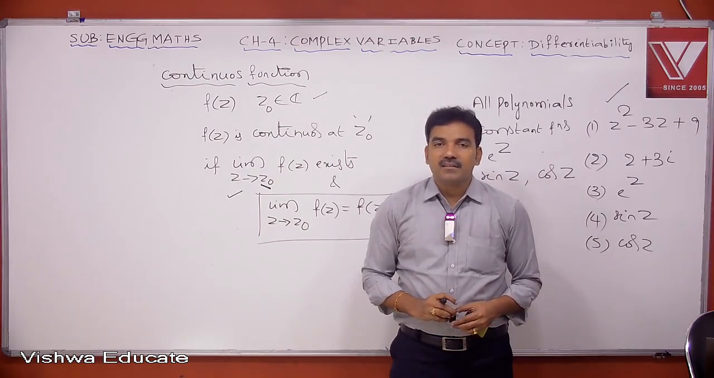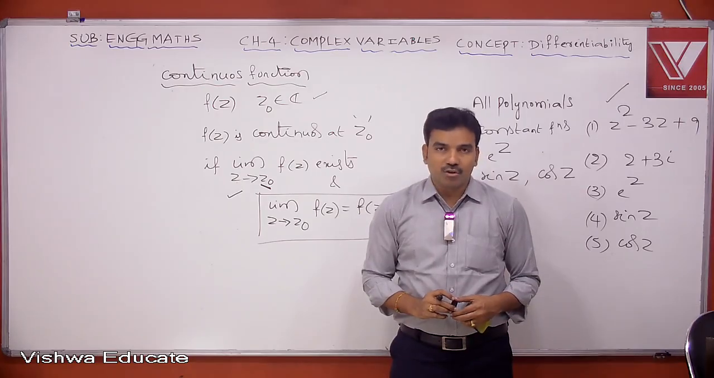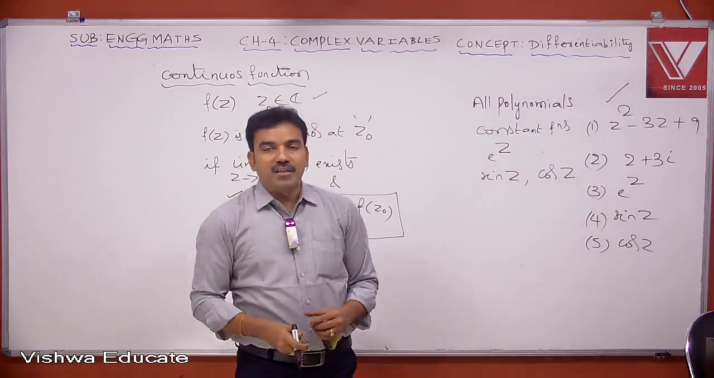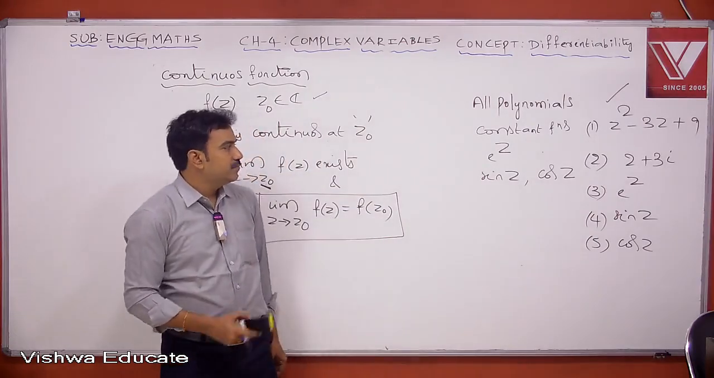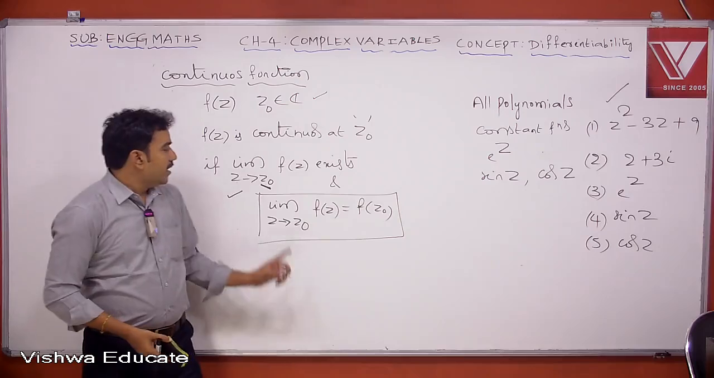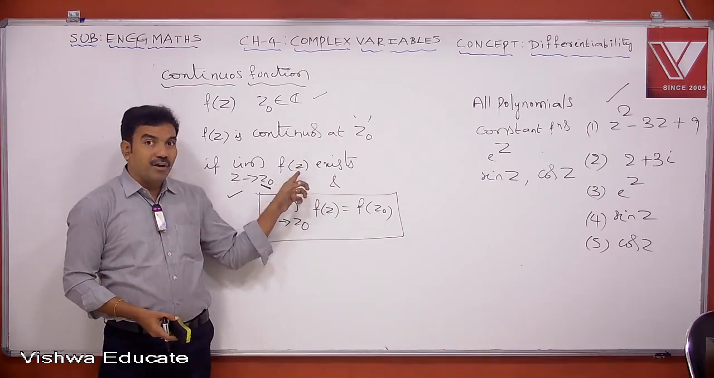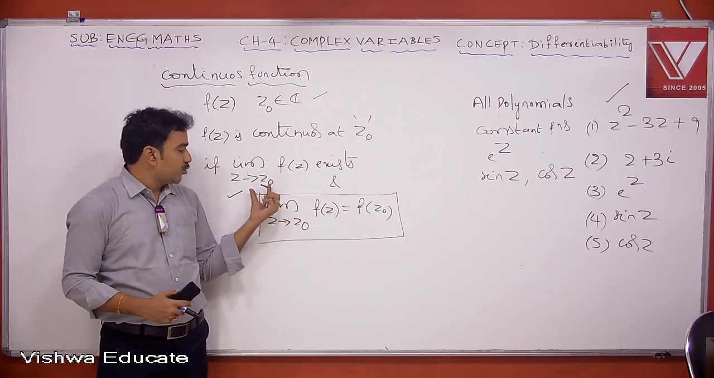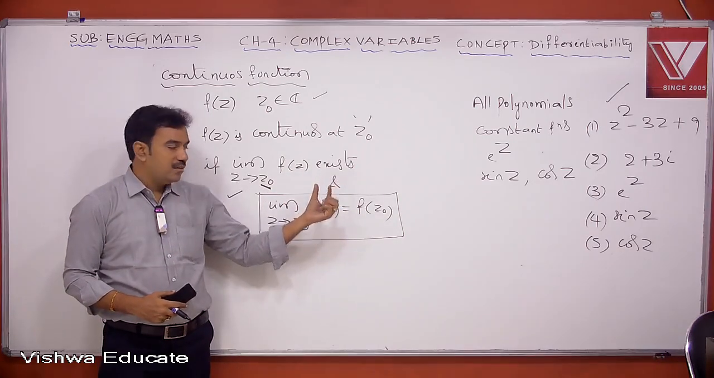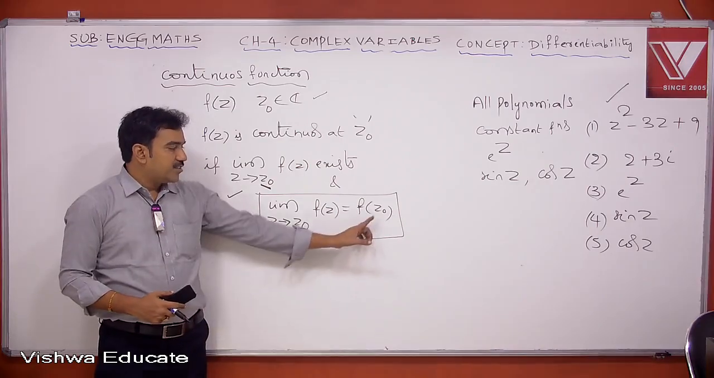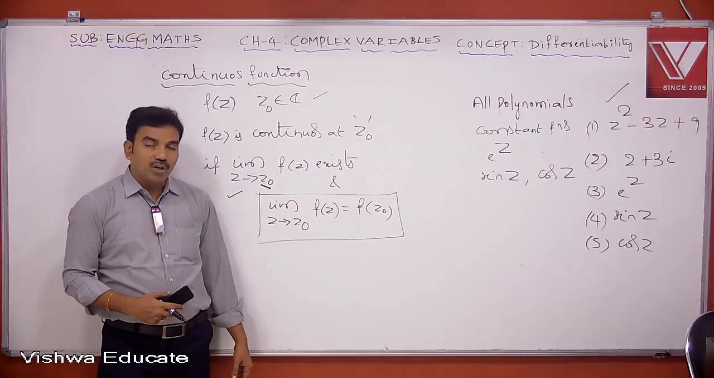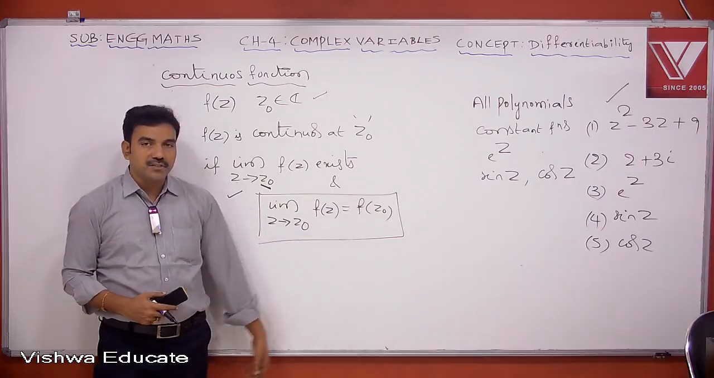We say that f of z is continuous at z0 if limit z tends to z0, f of z exists, and it is equal to f of z0.